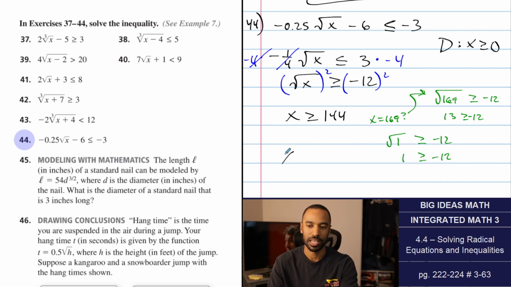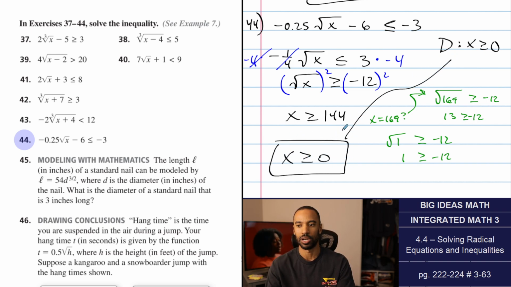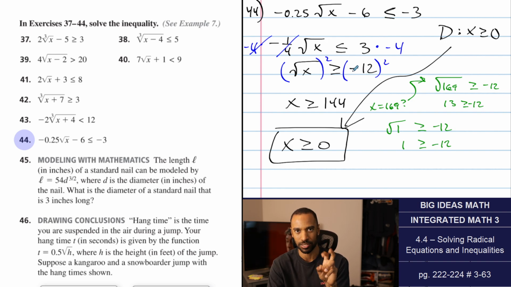The solution to this, guys, is x is greater than or equal to 0. As long as you're greater than or equal to 0, you're good. It's the domain that overrides this thing. It has to do with this being negative, where you've got to start to do a lot more checks on these. I don't know how to state more on this one.